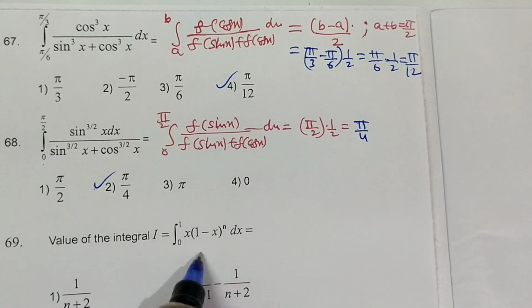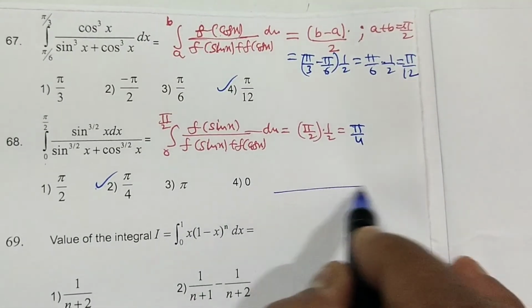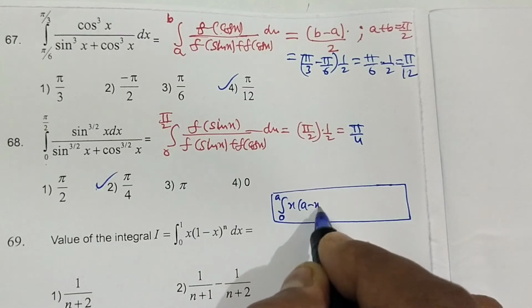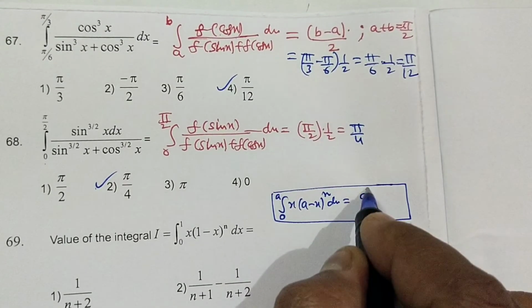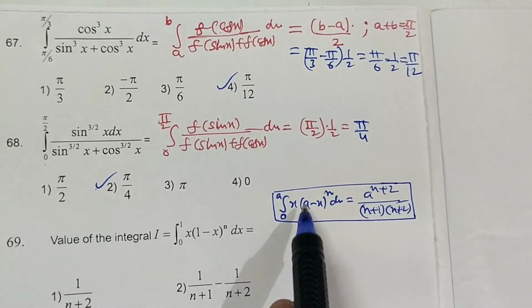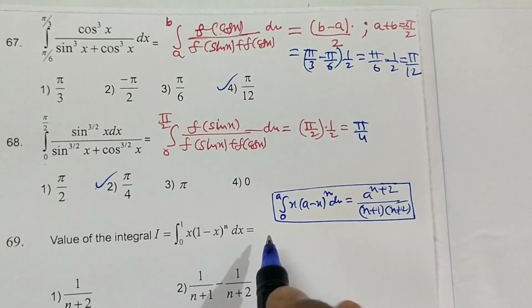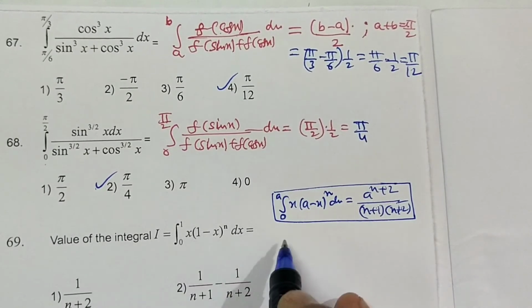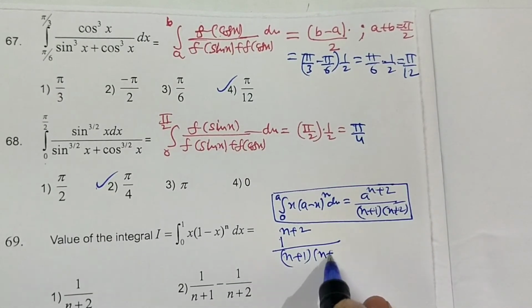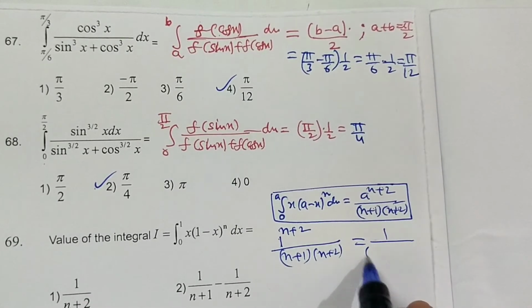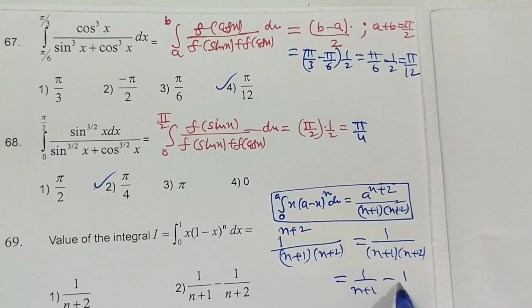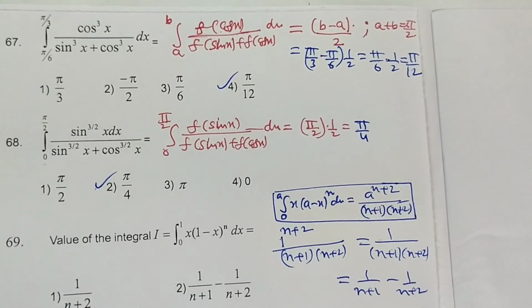In this session we discussed integral 0 to 1. We have another shortcut formula. Integral 0 to a x into a minus x whole power n into dx equals a power n plus 2 divided by n plus 1 into n plus 2. Similarly, a is equal to 1 here, n is equal to n only. So we can write it as 1 power n plus 2 divided by n plus 1 into n plus 2. 1 power anything is 1 only, no? So 1 by n plus 1 into n plus 2, which can be written as 1 by n plus 1 minus 1 by n plus 2. After taking LCM, this value will come. So which is the second option.